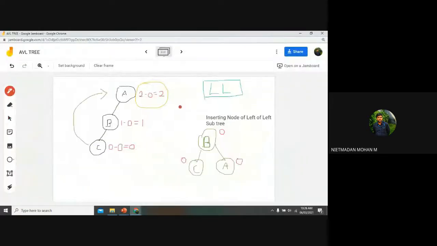Have you understood this? When you are inserting an element in the left side of the left node, that is the left of left subtree, when you are inserting the C, the collision will happen at A. So if you are checking this tree and its balance factor, then it will be satisfied once the node has been inserted. Then you want to rotate this in the right hand side to get this particular result. So that is the concept.